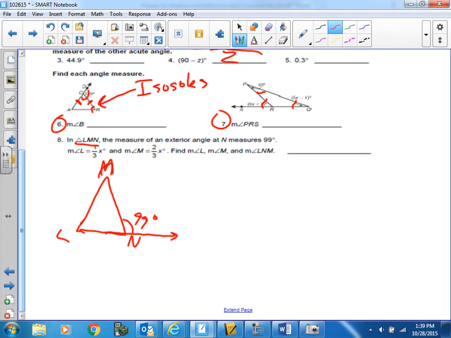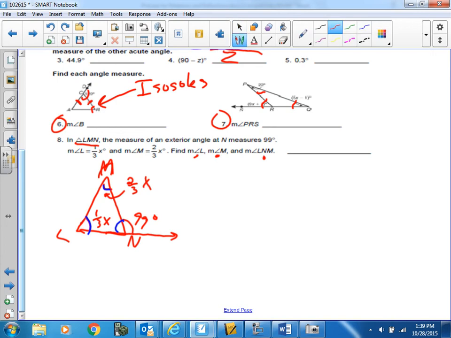So the measure of angle L is 1/3 x. The measure of angle M is 2/3 x. Find angle L, angle M, and LNM, which would be this one. So we need to find these blue ones. Angle L, angle M, and LMN, or LNM.